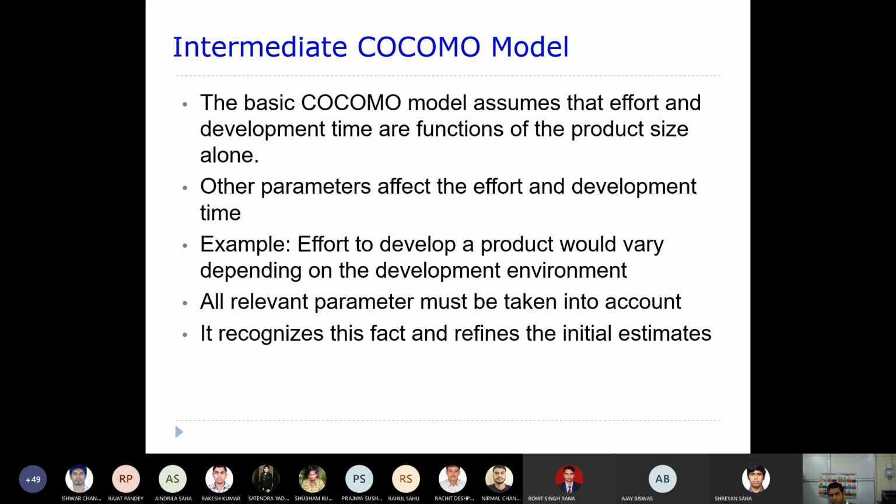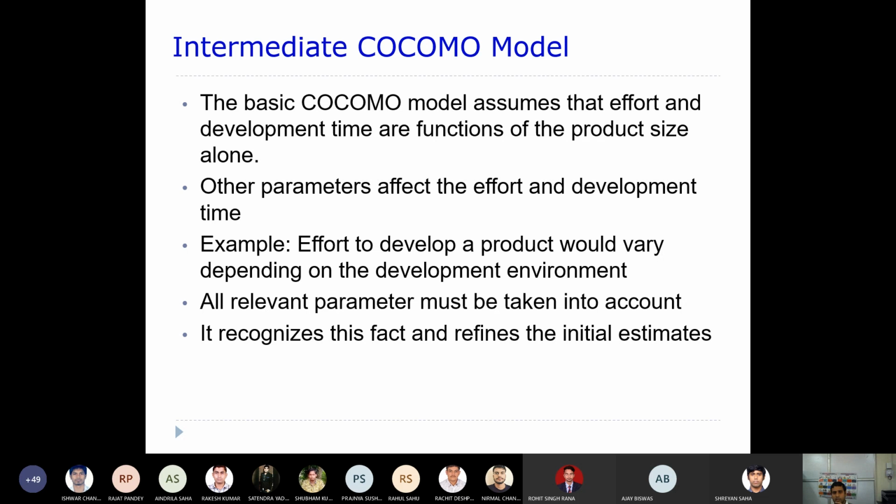Okay, so that is the basic COCOMO model, right? Now you have the intermediate COCOMO model. I told you there are 3 phases, right? Part of the basic COCOMO model assumes that the effort and development time are functions of product size. That is what we have seen. Effort is determined using KLOC as the product size. And other parameters affect the effort and development time.